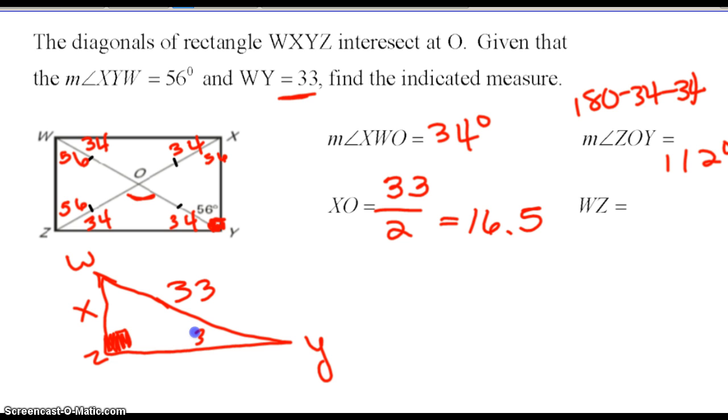I can use that one. Or I could use this one up here, which is 56. It's your choice. It doesn't matter. But I'm just going to do this. Now, take a second. Am I going to use sine, cosine, or tangent to figure this out? Take a second.